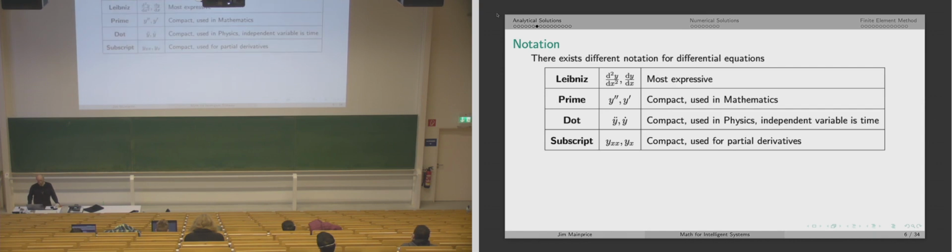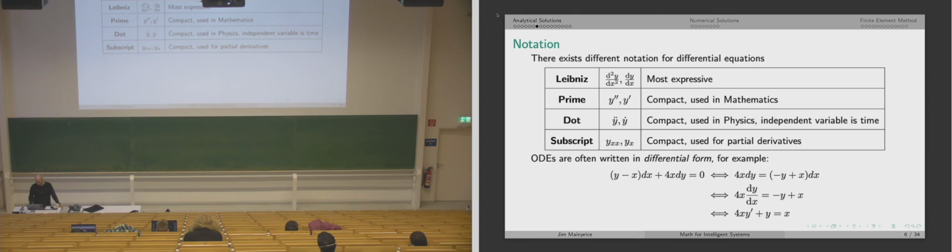There are a few ways we can express differential equations with different notations. We have the Leibniz one, which is the one we are using so far. I just introduced the prime one, which you probably saw. We have the dot, which is usually used in physics, and we have the subscript, which is usually compact and used for partial differential equations where there are multiple independent variables.